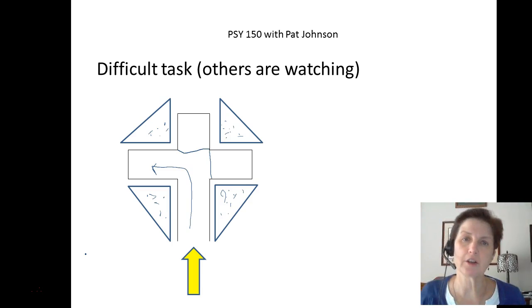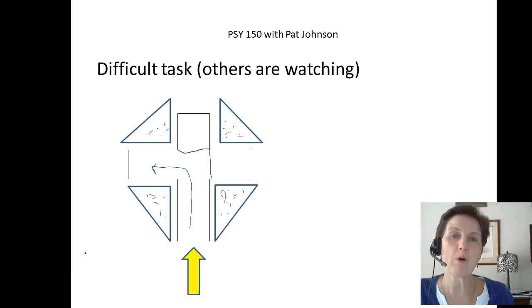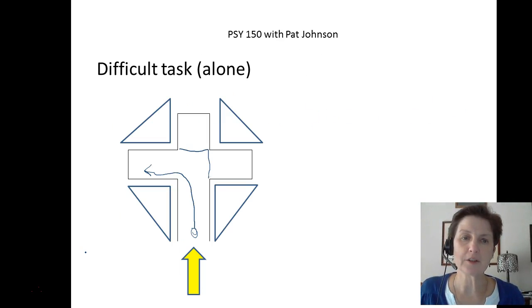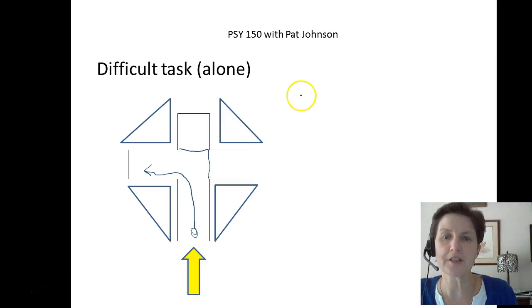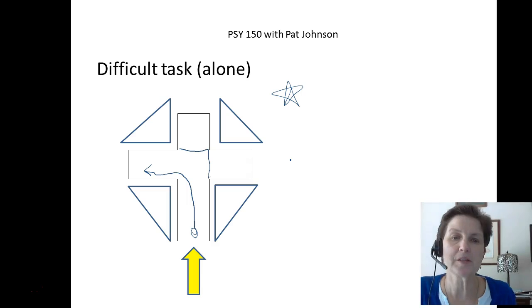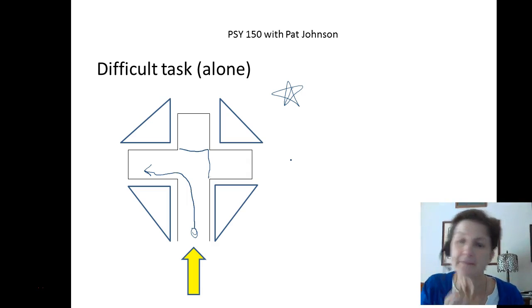Now, which is going to be easier, alone or with others watching? Both with the roaches, and as you can imagine, in the testing situation, it was a lot easier. It's a lot easier on a difficult task if we are alone. So again, increased performance when the task is difficult and we're alone. Now you may be sitting there thinking, but roaches don't have brains like we do. They probably aren't sitting there going, oh my gosh, this is a difficult task. How am I going to do this with other roaches watching?